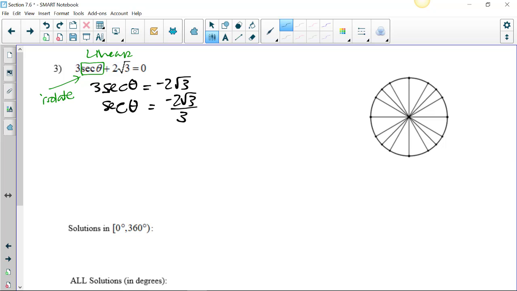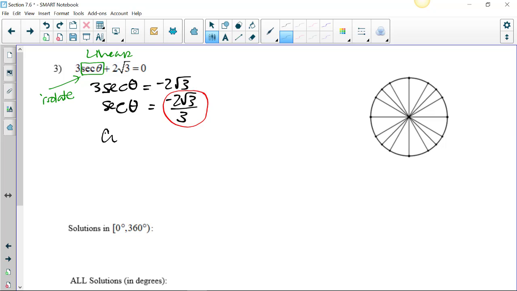All right, now when I look at that, I'm thinking square root of 3s and 2s. I'm thinking this could be a unit circle value for secant, but I'm not as comfortable with trig function values other than sine, cosine, and tangent, because I do those the most. So I'm going to rewrite this as cosine.